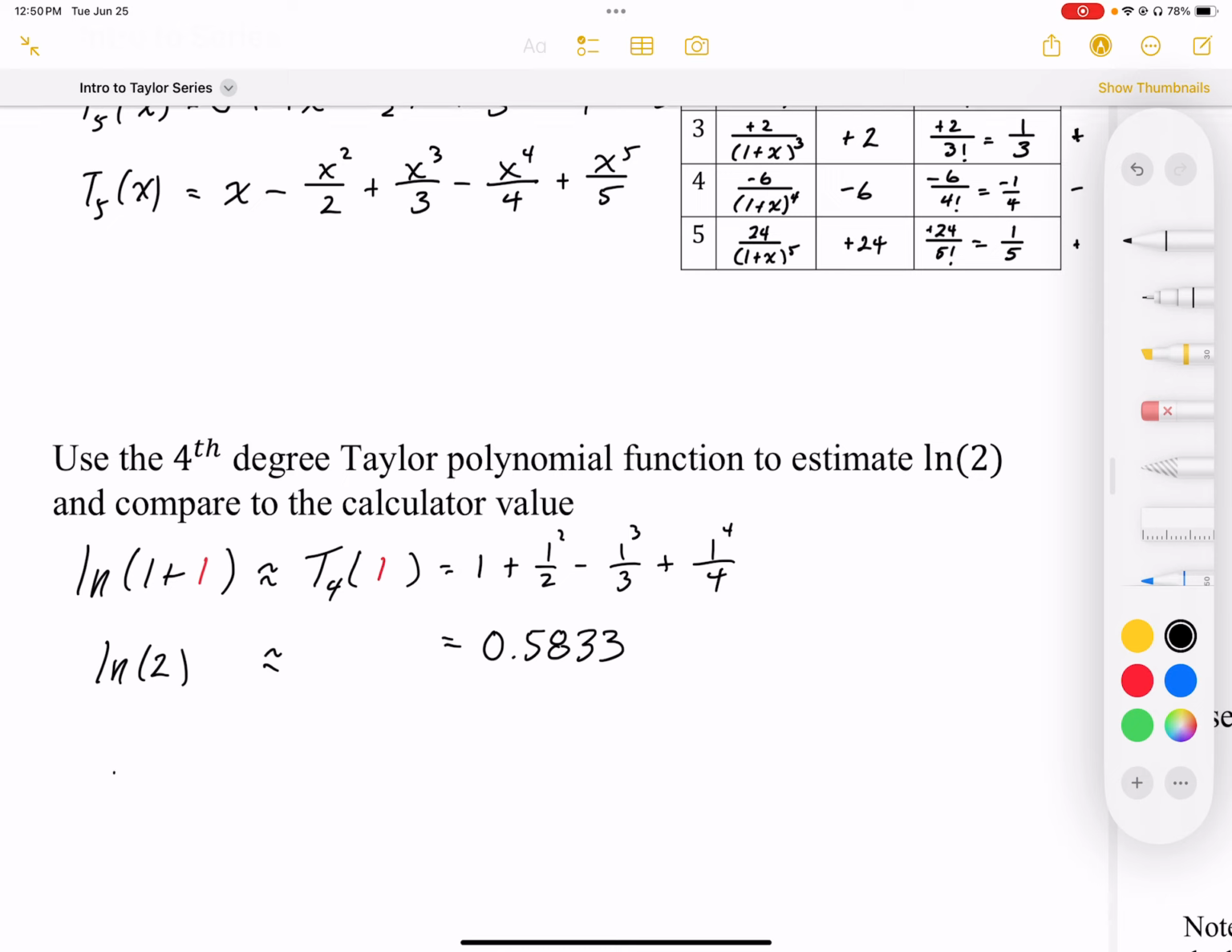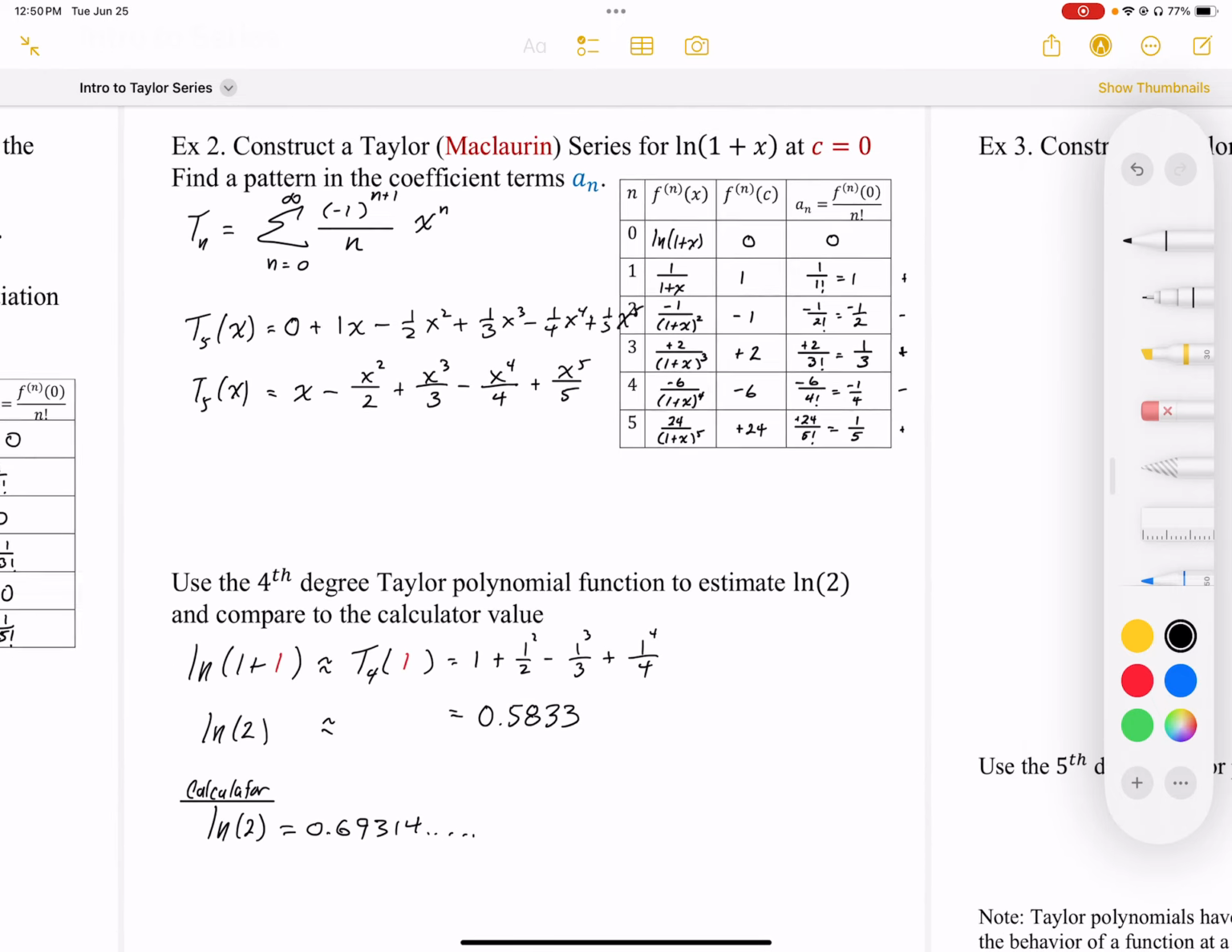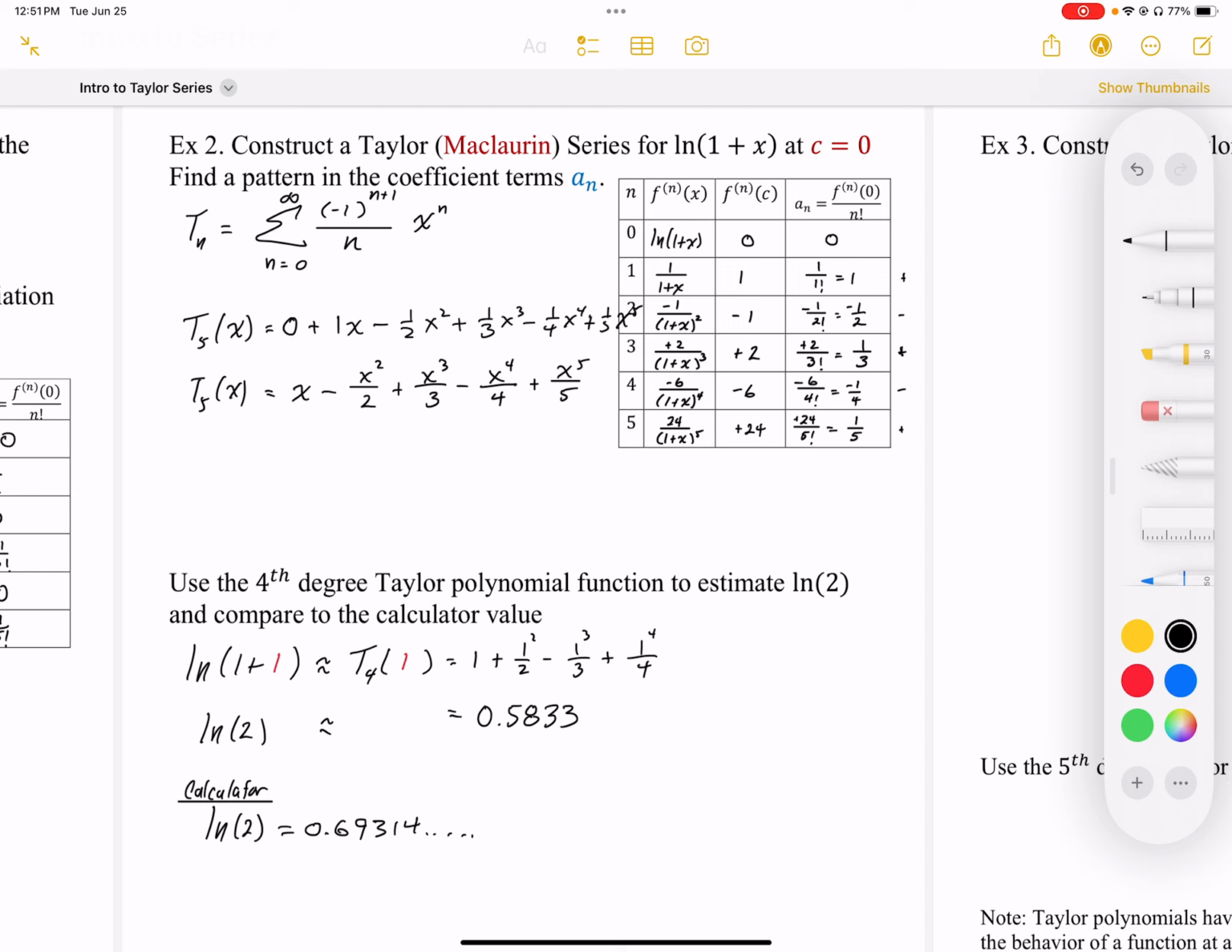Now, when we compare to the actual value of log 2 from our calculator, our calculator value for log 2 works out to be 0.69314... Okay, and you can see that there's actually quite a bit of error here, because if you think about where our center lay, our center was at c equals 0, and we're evaluating at x equals 1. So there's going to be a fair degree of error because we are actually quite far from the center.